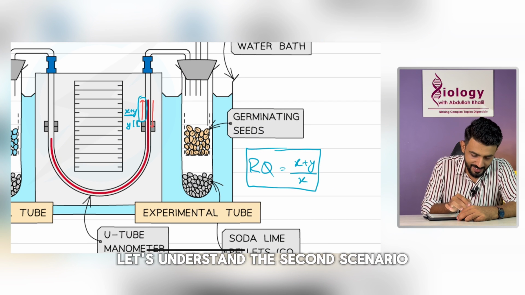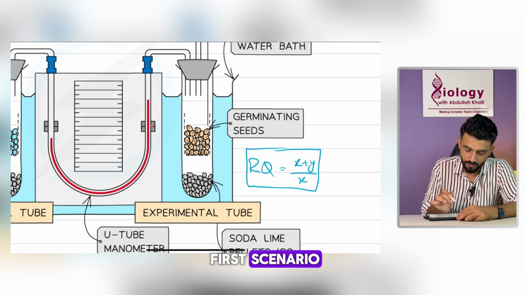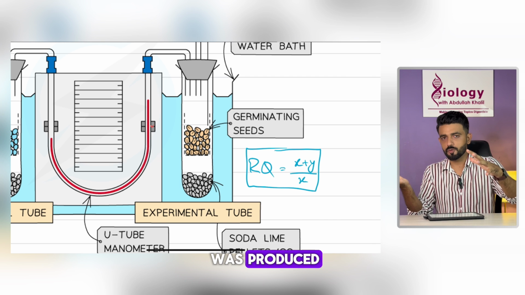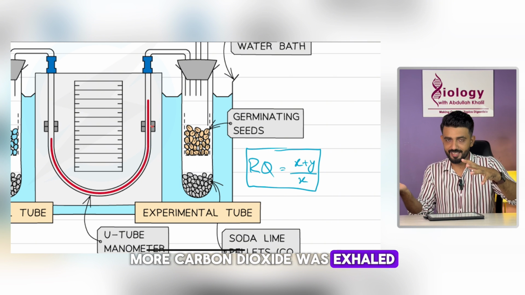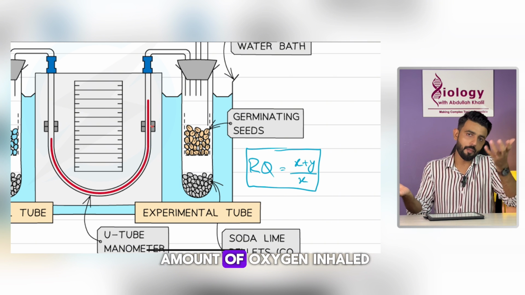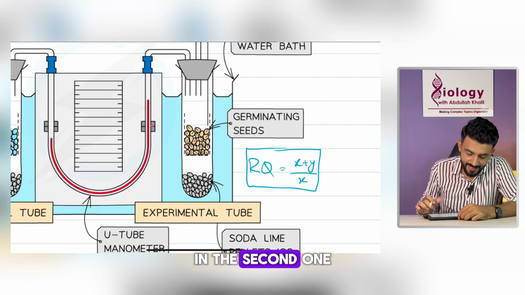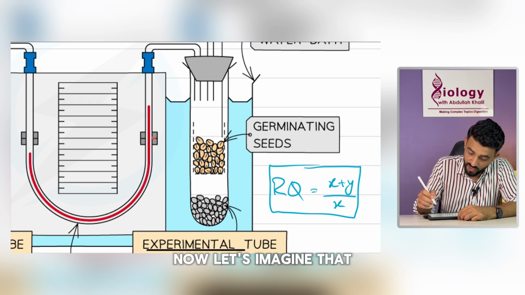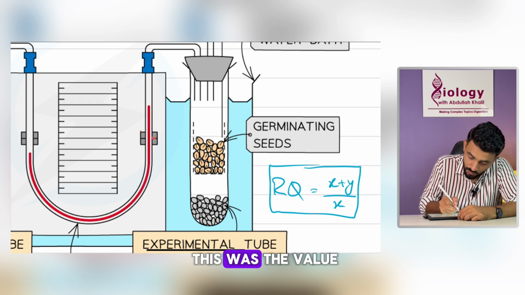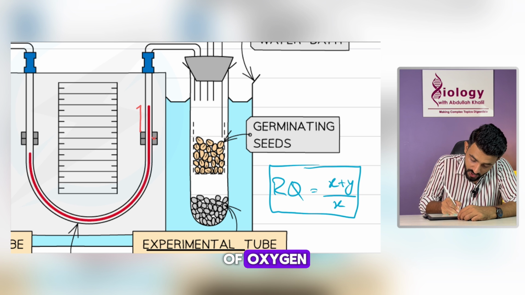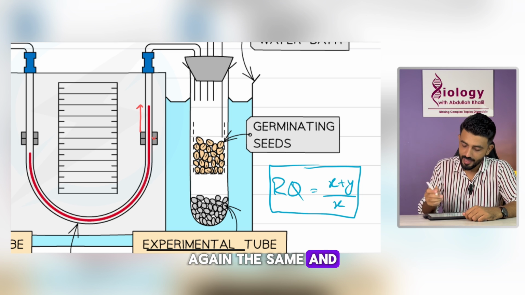Okay, let's understand the second scenario. We have understood the first scenario where more carbon dioxide was produced, more carbon dioxide was exhaled in comparison to the amount of oxygen inhaled. In the second one, now let's imagine that this was the value of oxygen, again the same, and we have calculated it.